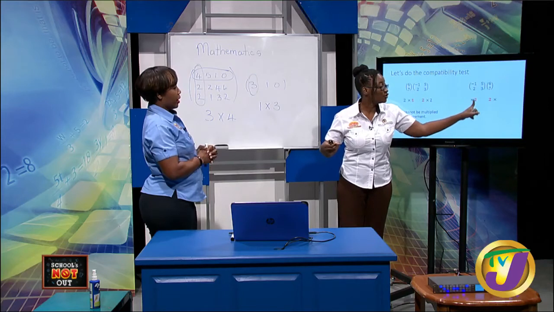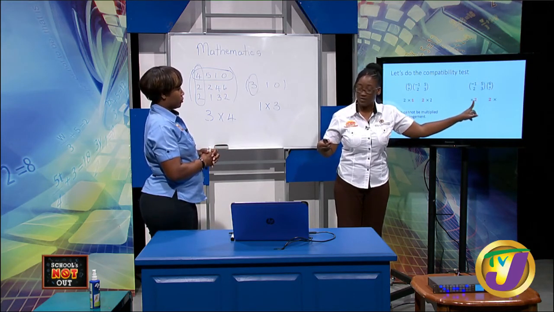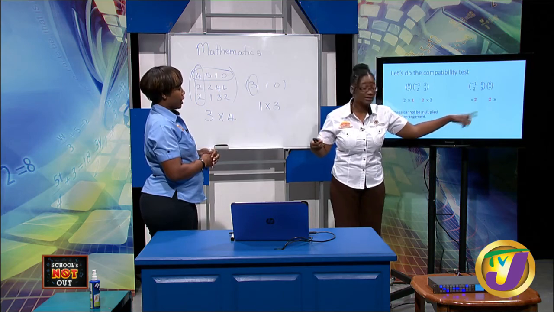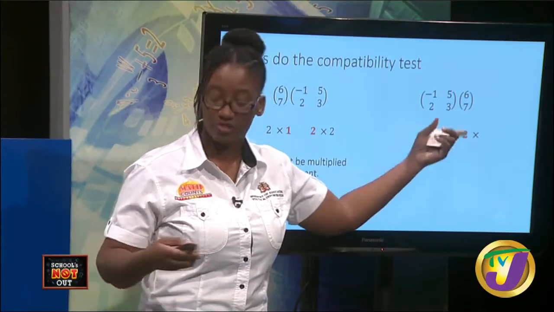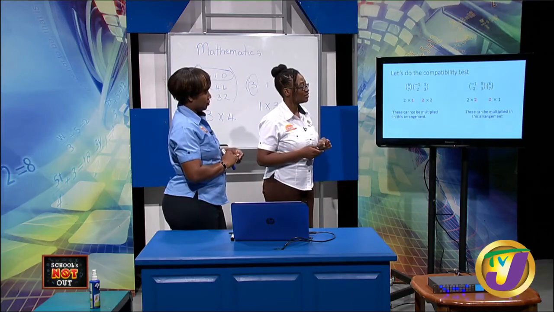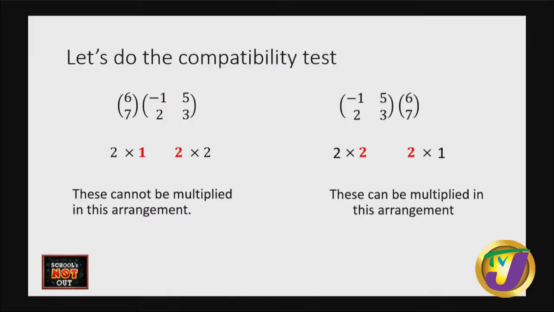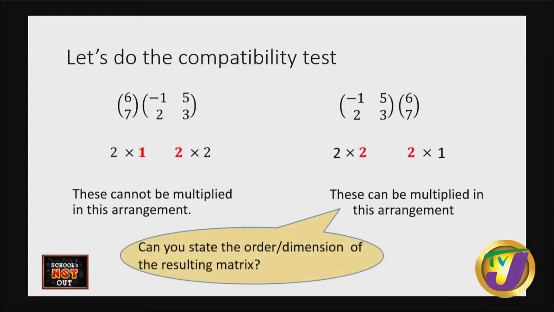So we have two elements in the rows of the first matrix, and we have two elements in the column of the second matrix. So we know that these can be multiplied in that arrangement. But here's my question to you. Can you state the order or the dimension of the resulting matrix?